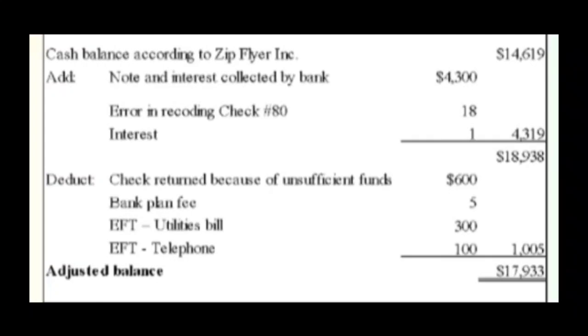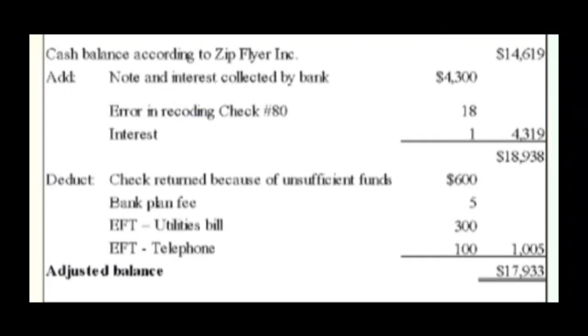This check has been recorded erroneously by the company. As we have discussed before, errors shall not be adjusted on both sides. If either the company or the bank has made a mistake, the other party should not repeat the same mistake to get the equal balance. Instead, the party which made that error shall correct it on its own. This error has been made by the company, so the company should correct it on its own. So this 18 should be added back as it was deducted before by the company.